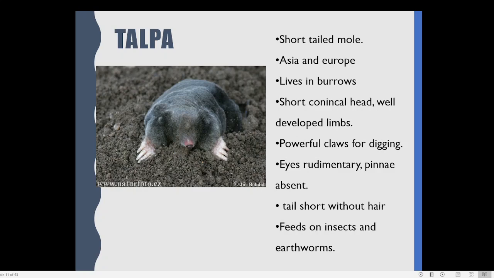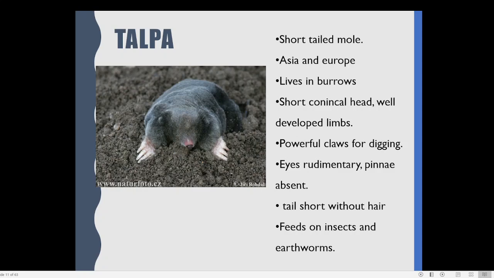Then the tail is short, without hair. Here you can see that the tail is very short. The tail is there. Here in one of the pictures I see this is the tail. A very small tail is there, and the tail usually doesn't have much hair. That is also an important feature of the talpa. So the tail is very short and mostly without hair.